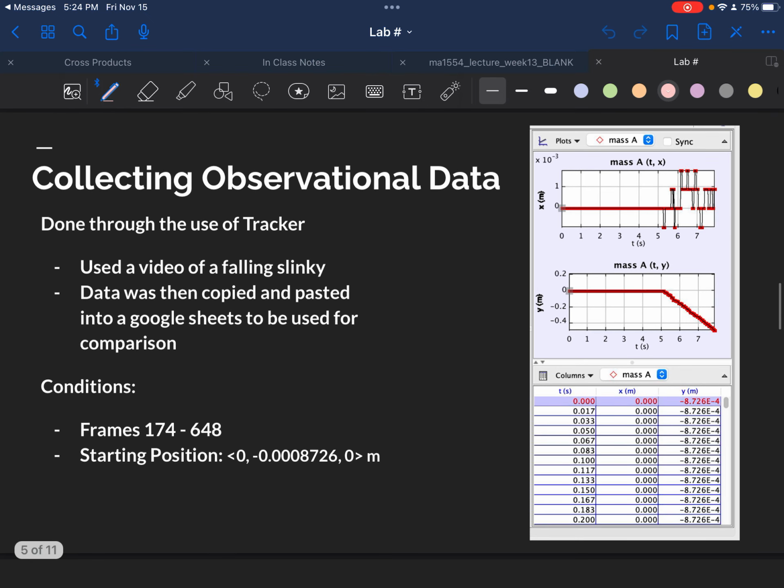And now that we understand more about the physics behind the lab, the next step was to collect the observational data points, which was done through the usage of Tracker. In this situation, the system would be the bottom of the slinky, and the surroundings would be the air, the earth, and the rest of the slinky. Furthermore, to assume that there are no other forces acting on the slinky, only frames 174 through 648 were used, as during those frames the hand is no longer applying a force to the system. Furthermore, the starting position was taken and recorded from the observed tracker data. And then after plotting each position point by hand, the data was then copied and pasted into a Google Sheets to be used for comparison.